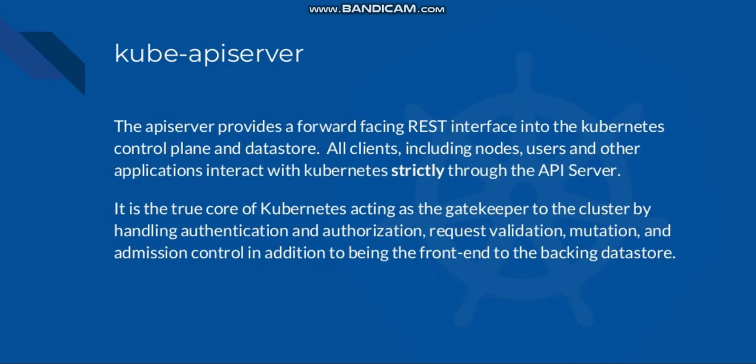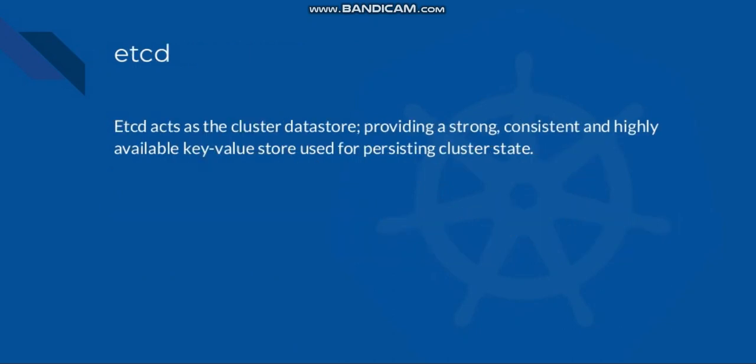Kube API server. The API server provides a forward-facing REST interface into the Kubernetes control plane and data store. All clients, including nodes, users, and other applications, interact with Kubernetes strictly through the API server. It is the true core of Kubernetes, acting as gatekeeper to the cluster by handling authentication and authorization, request validation, mutation, and admission control, in addition to being the front end to the backing data store. etcd acts as the cluster data store, providing a strong, consistent, and highly available key-value store used for persisting cluster state.